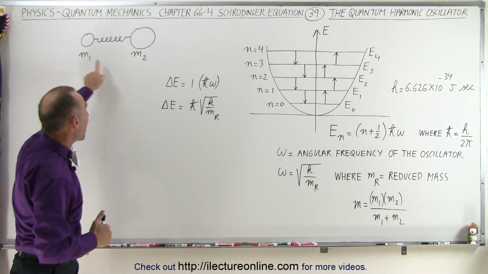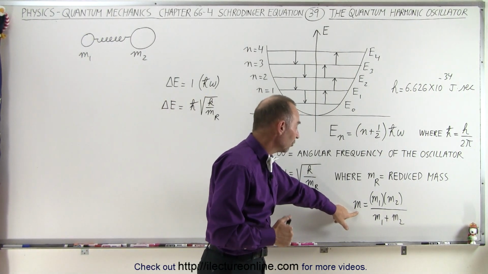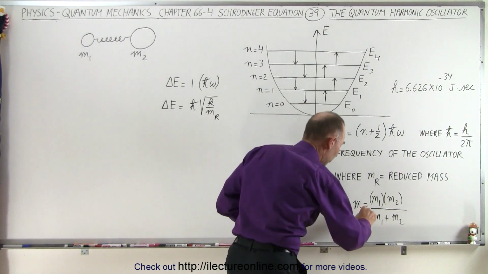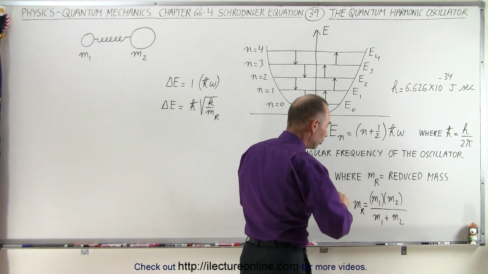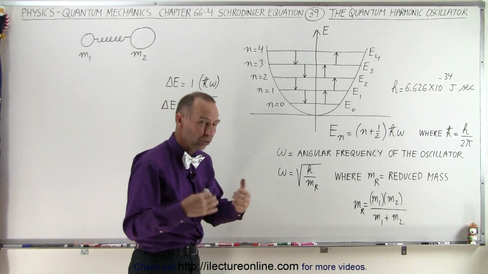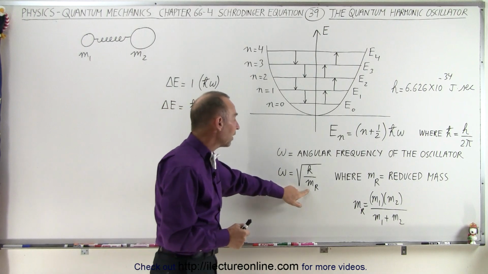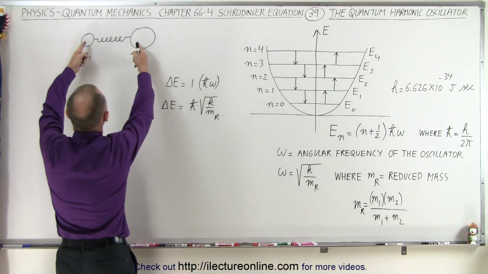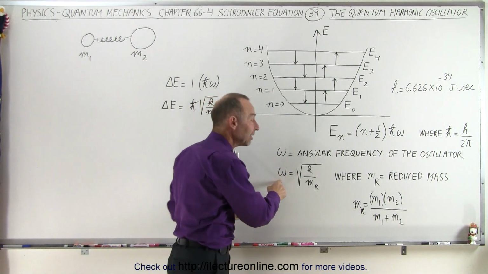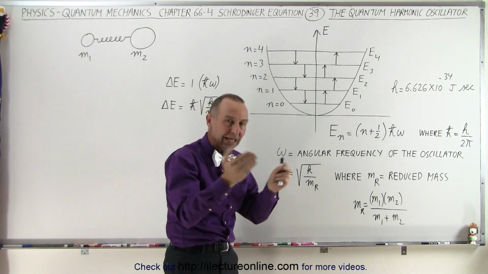So the reduced mass of these two can be calculated as follows. The reduced mass, and I should write m sub r here, is equal to the product of the two masses divided by the sum of the two masses. And we'll show you some examples of that later. So once we determine the reduced mass and we determine the force between the two atoms, we can then find out at what frequency the two atoms will be oscillating back and forth.